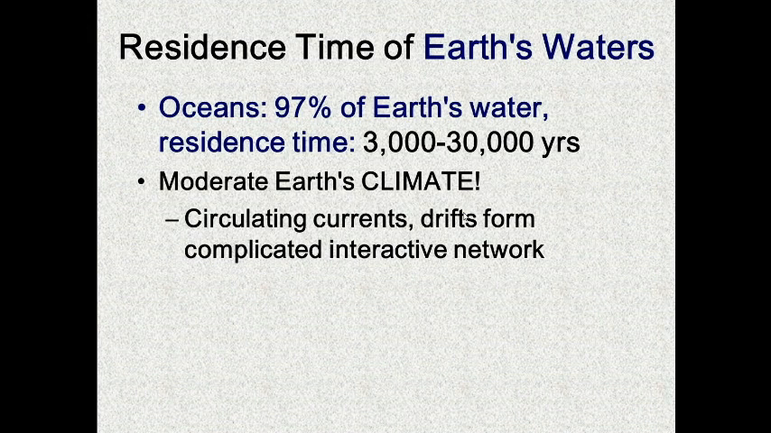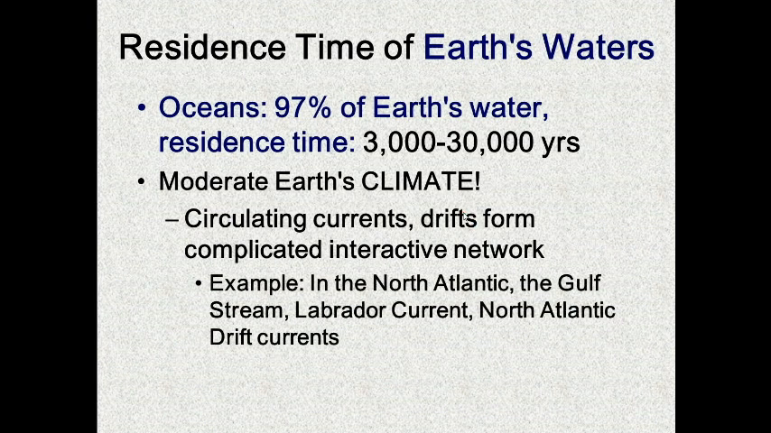So things to think about is, what are the currents doing? How are they circulating? What does it look like? So if you think about the North Atlantic, you have the Gulf Stream, you have the Labrador Current, and you have the North Atlantic drift currents, all combining to form a complex whole.